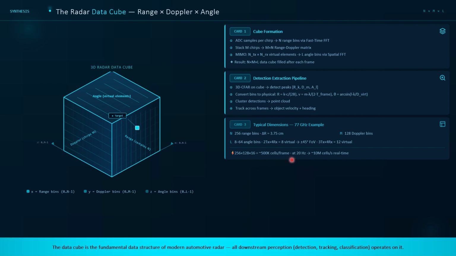Here is an example. You see, we are sending out 128 chirps, and from each chirp we are going to get 256 samples, and then we have 16 elements. So this is the total size of the data.